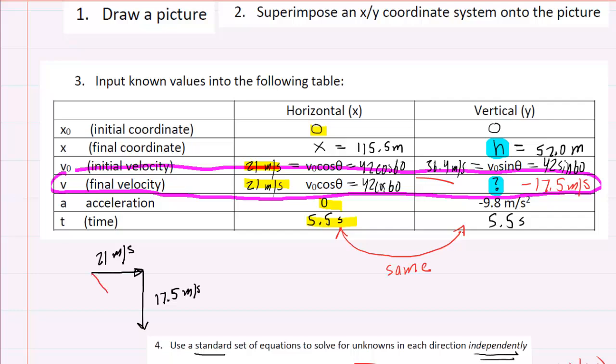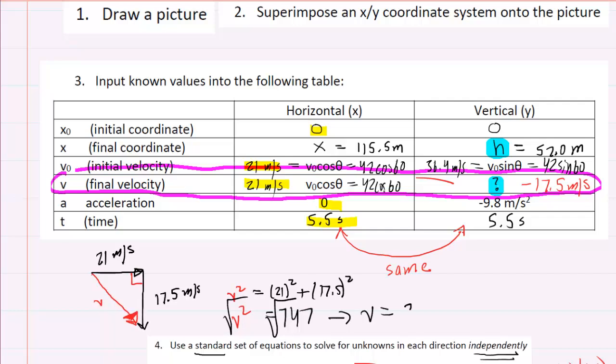Therefore, to get the overall speed, you would be looking for this resultant vector right here. We could label that v. Hopefully, we can see that we have a right triangle and that we could use the Pythagorean theorem. So we would have v squared is equal to the 21 meters per second squared plus the 17.5 meters per second squared. We would punch the right-hand side into our calculators and get about 747 for v squared. Then to solve for v, you would just take the square root on both sides, and you get about 27.3. That would be the final speed for part B.